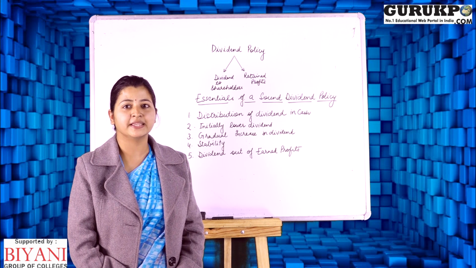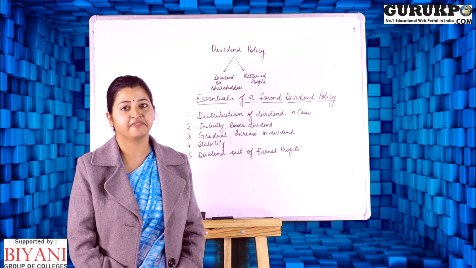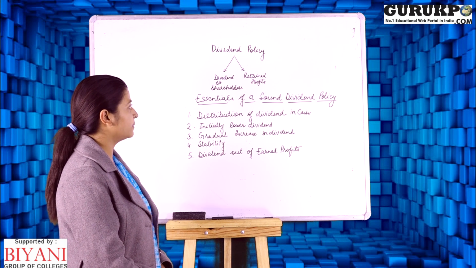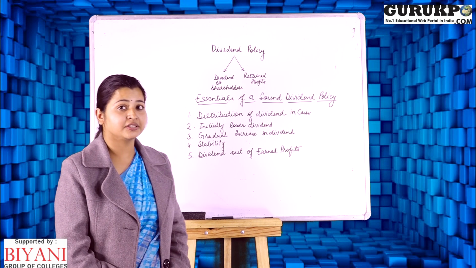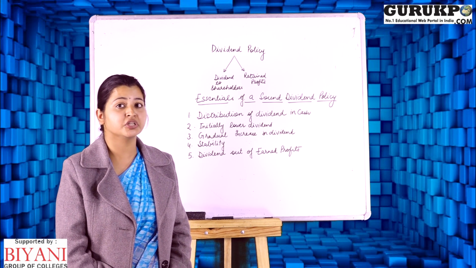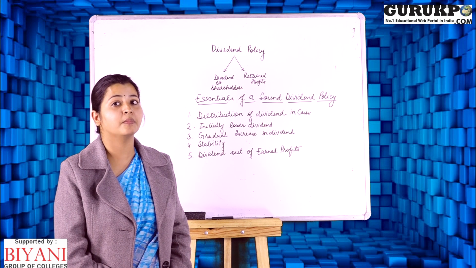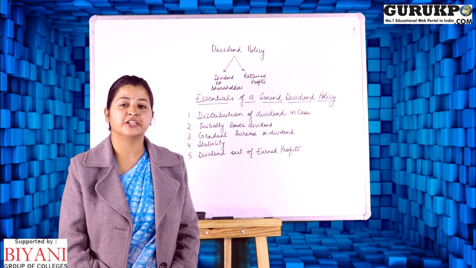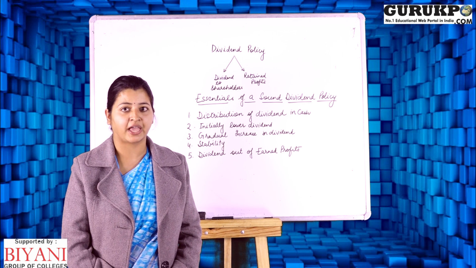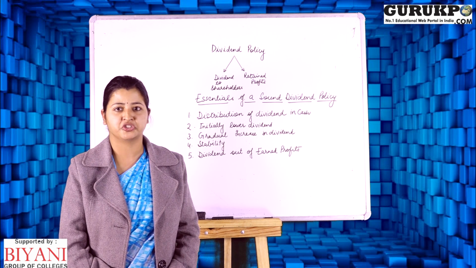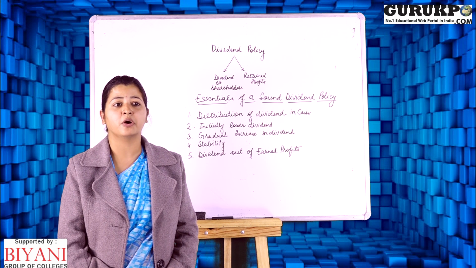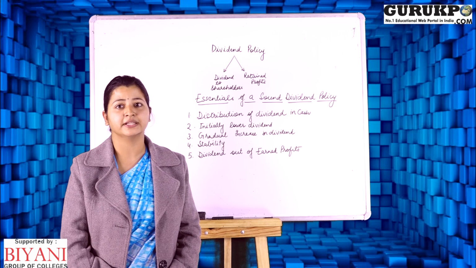Now, what are the basic essentials of a sound dividend policy? For a sound dividend policy, the first essential is the distribution of dividend, which should be in the form of cash. When the company is distributing dividend, it should always be in the form of cash or in the form of bonus shares. They cannot distribute dividend in the form of property or any other asset.